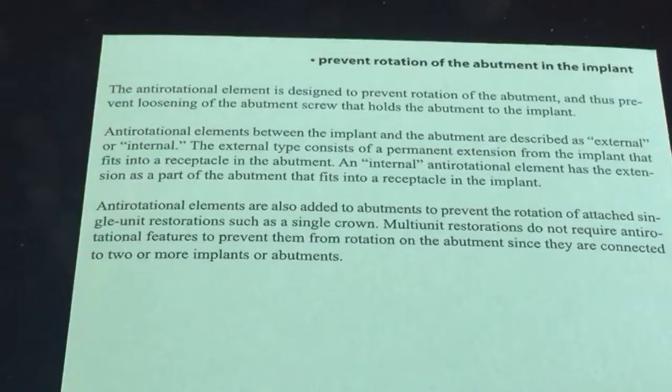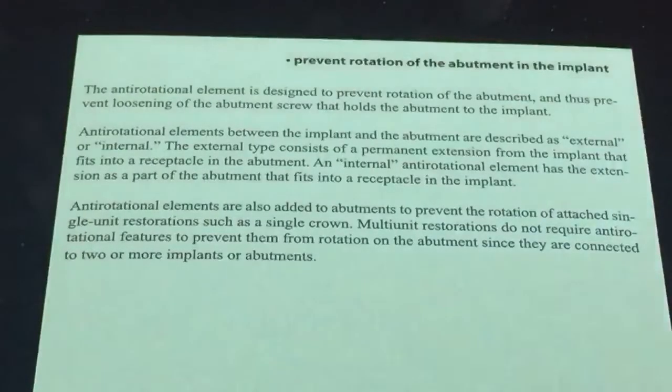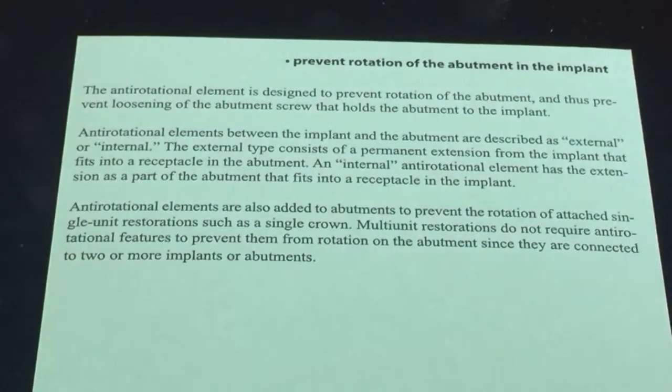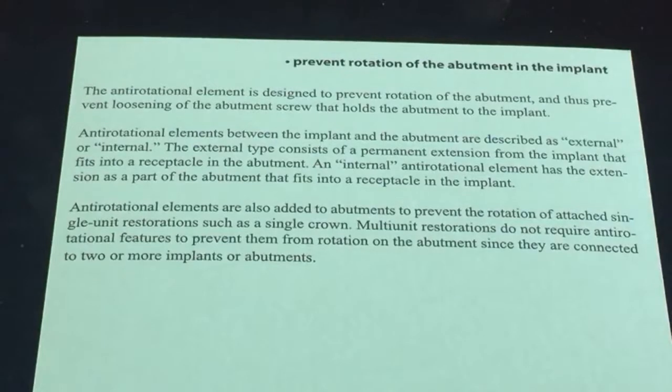I knew that, but well, next time. So the question is prevent rotation of the abutment in the implant. The anti-rotational element is designed to prevent rotation of the abutment and thus prevent loosening of the abutment screw that holds the abutment to the implant.